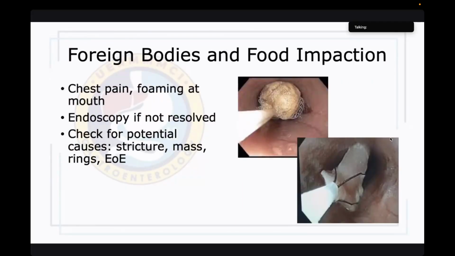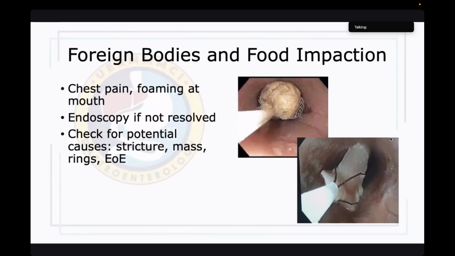Aside from pills, food or foreign body may also lodge in the esophagus. If there is complete obstruction, the patient may be unable to handle secretions, and so you will see foaming at the mouth alongside severe chest pain. If this is not resolved, then endoscopy with extraction of the foreign body may be performed. So in these pictures, we have food being taken out using a Roth net, and here dentures being removed using a basket extractor.